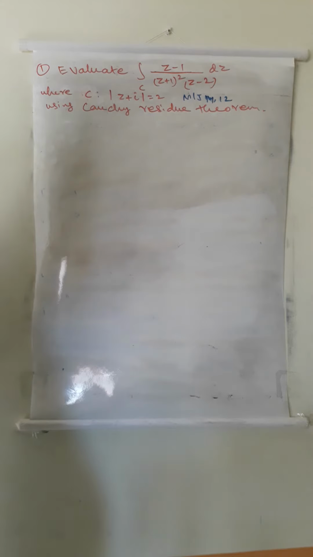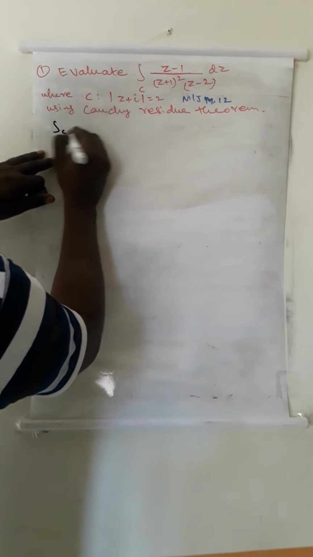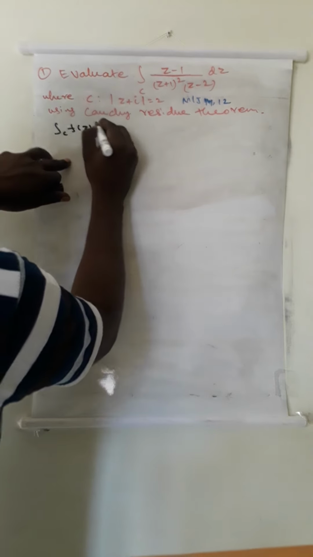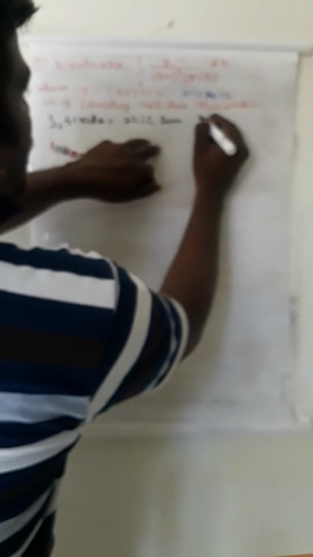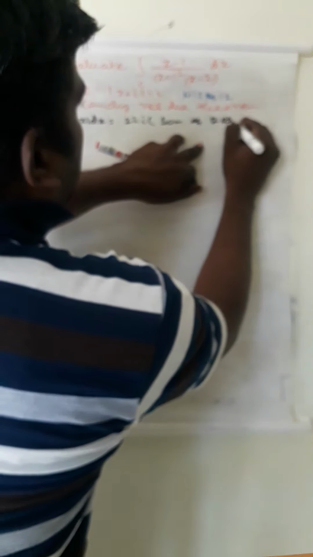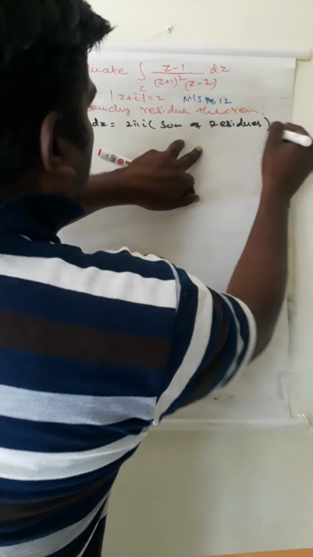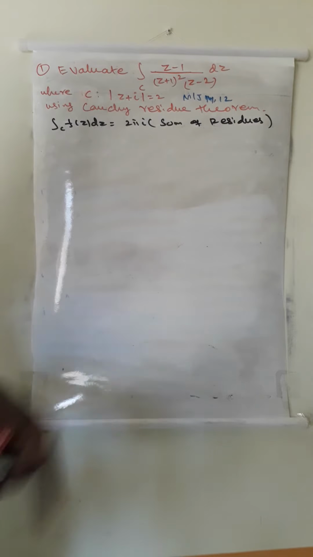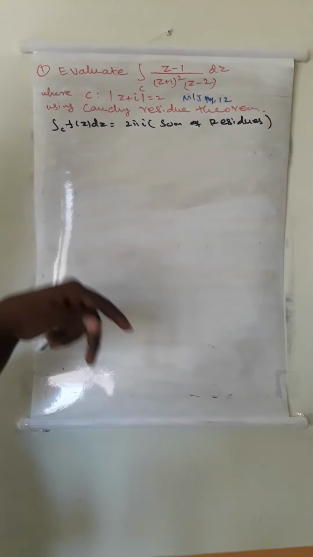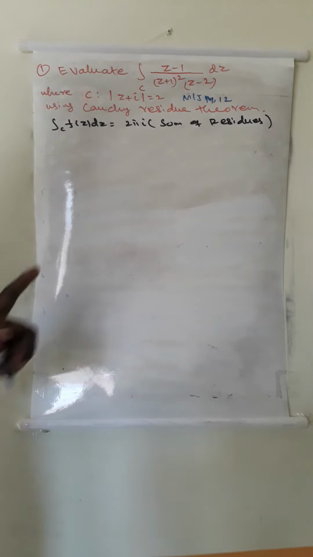What is the statement of Cauchy residue theorem? I will give the hint. Integral over C of f(z) dz equals 2 pi i into the sum of the residues at its poles. The original meaning is 2 pi i into the sum of the residues at its poles which lie inside C, because outside C the residue becomes 0.